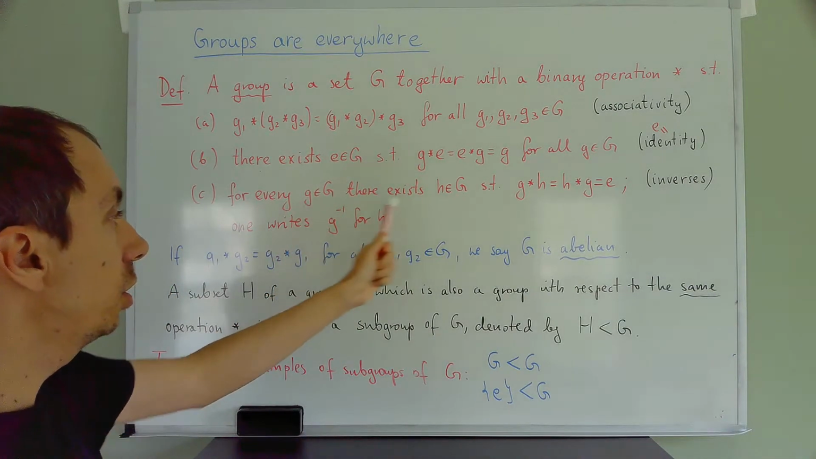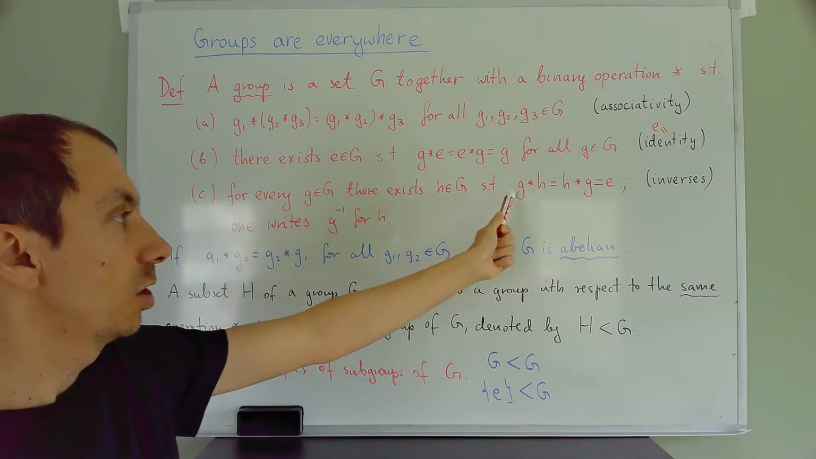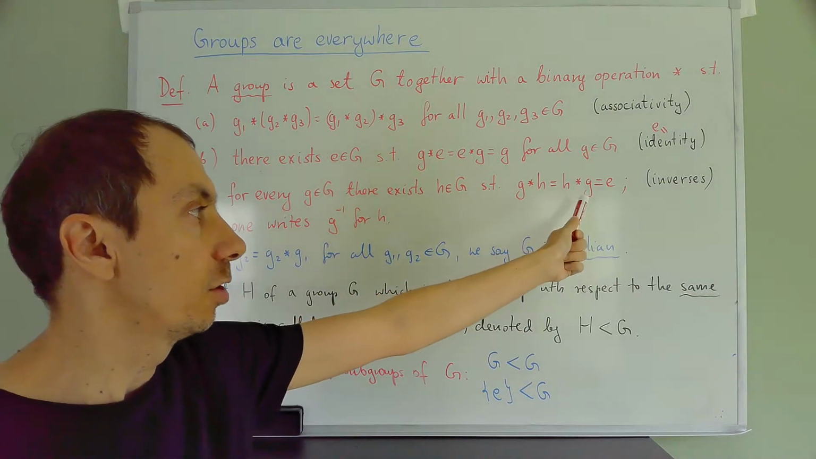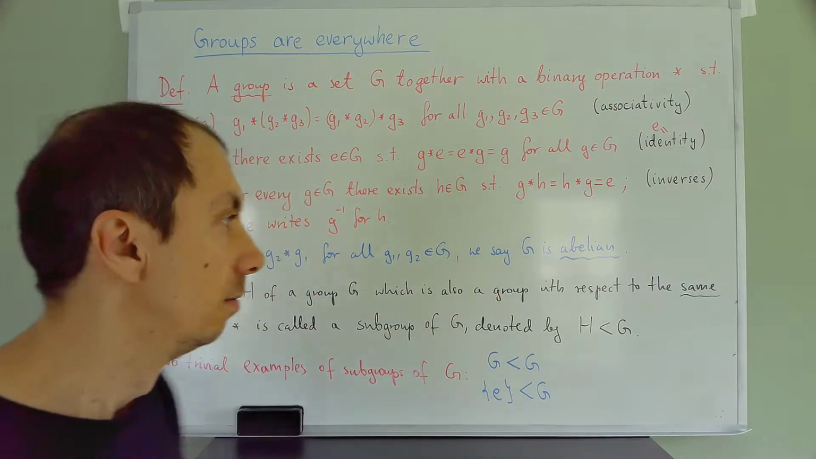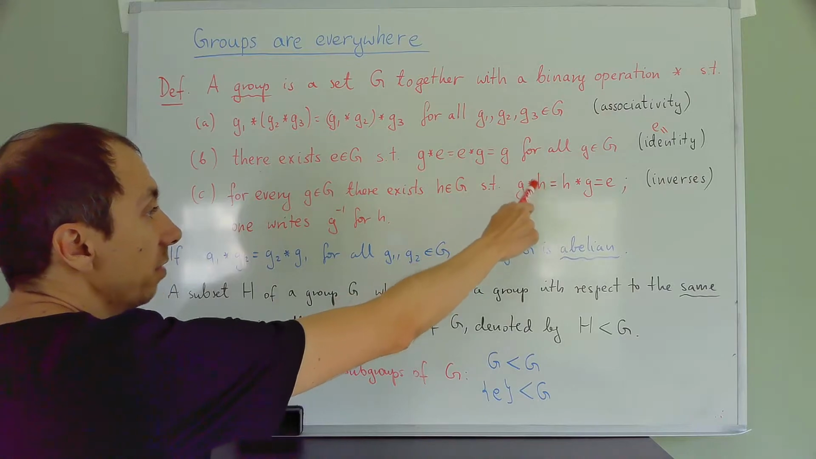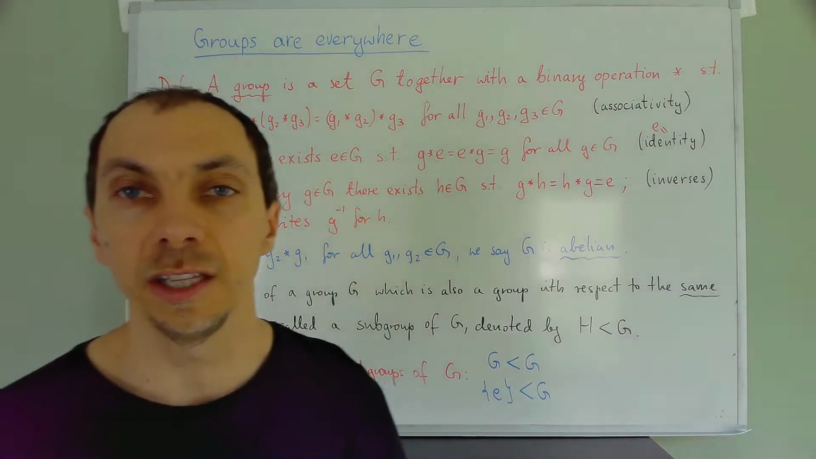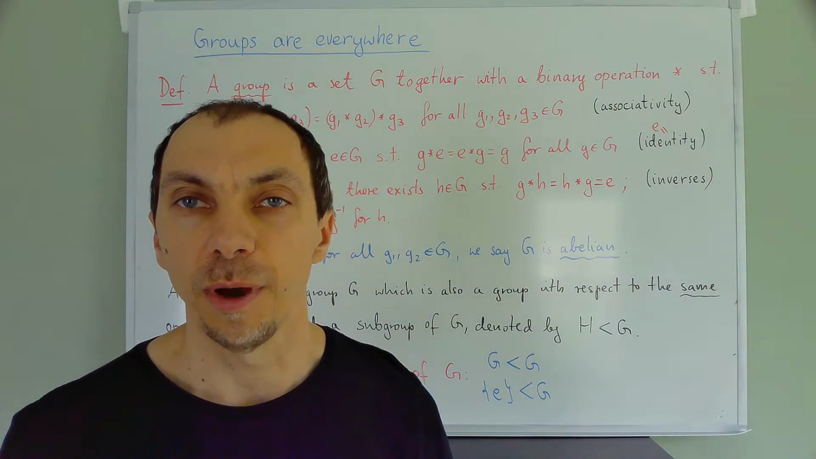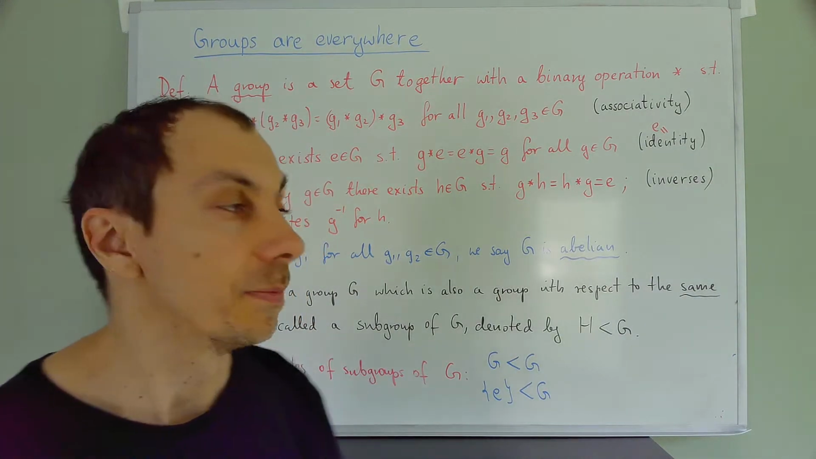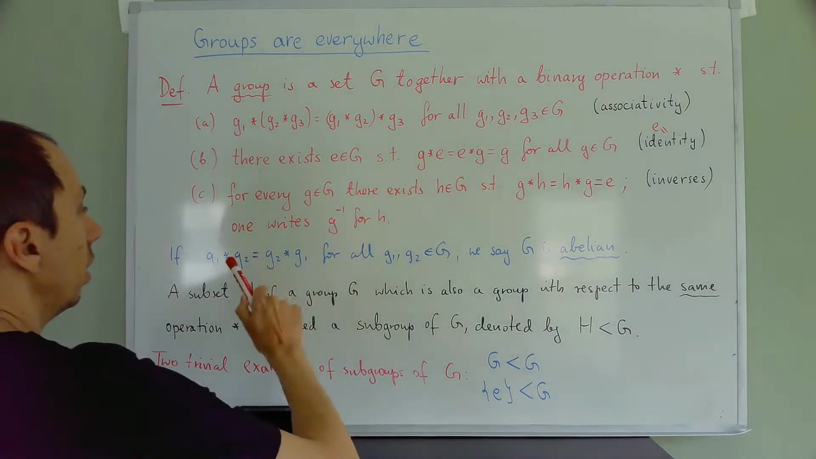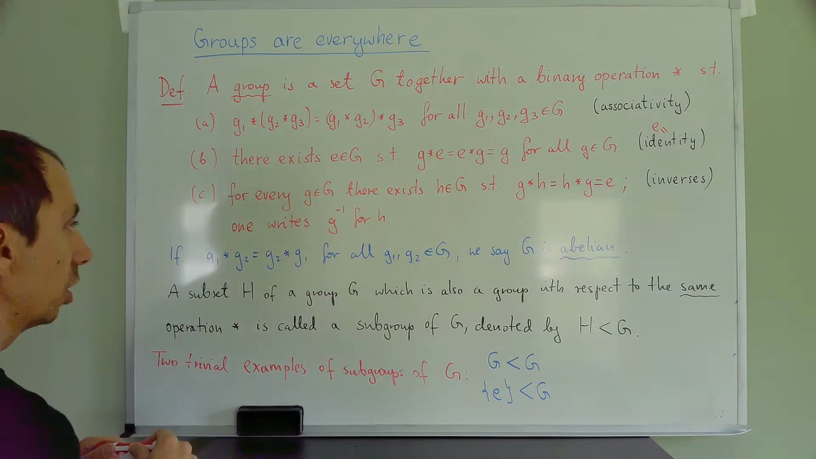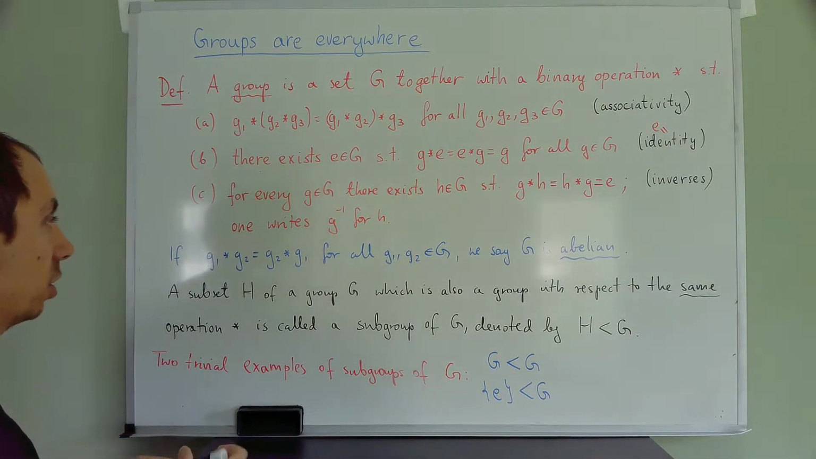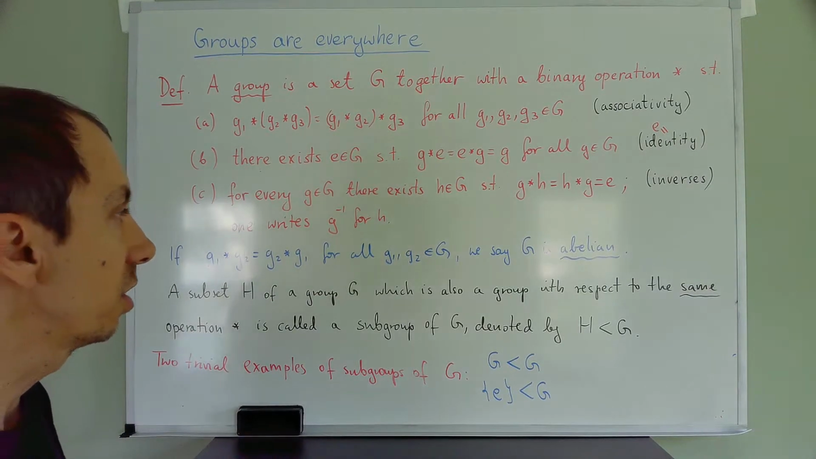So for every g in G, there exists some element h such that g star h is equal to h star g is equal to e. So that h is called the inverse, or at this point just an inverse of g. We don't yet know that inverses are unique, but you might expect they actually are. So I'm going to write g inverse for h, but this sort of notation already assumes that inverses are unique.